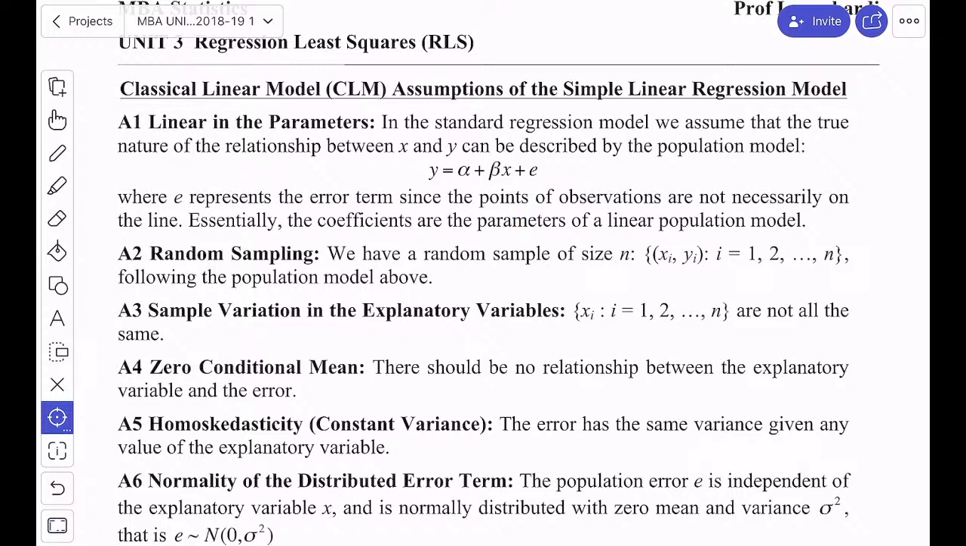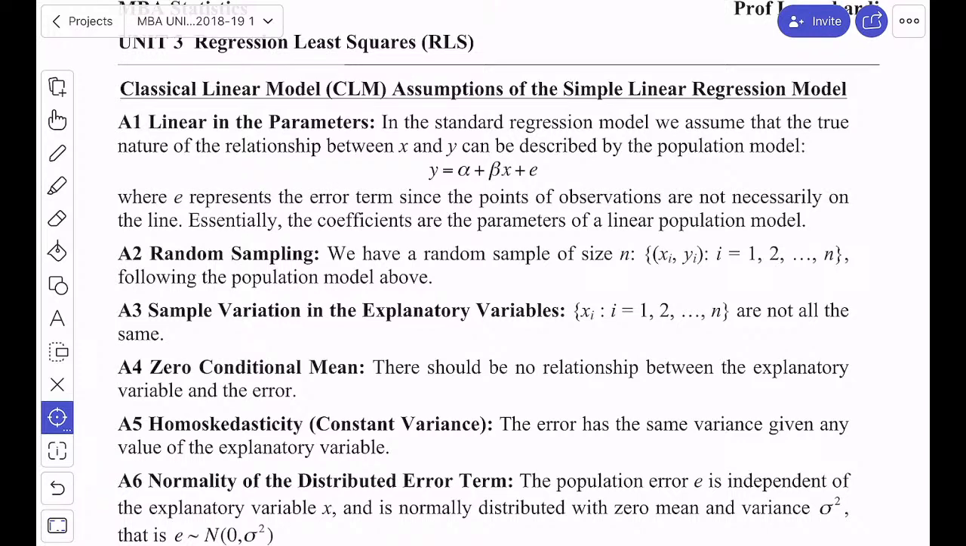So this is the actual model that we are estimating. In a standard regression model, we assume that the true nature of the relationship between x and y can be expressed by the population model like this, where E represents the error term, since the points of observations are not necessarily on the line. Essentially, these are the coefficients of the parameters of a linear population model. Okay, so that's what we're trying to emulate.